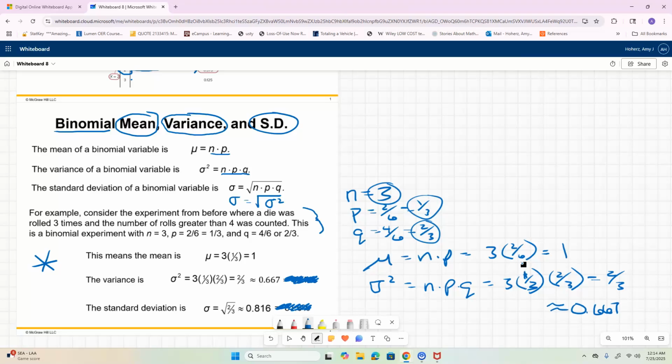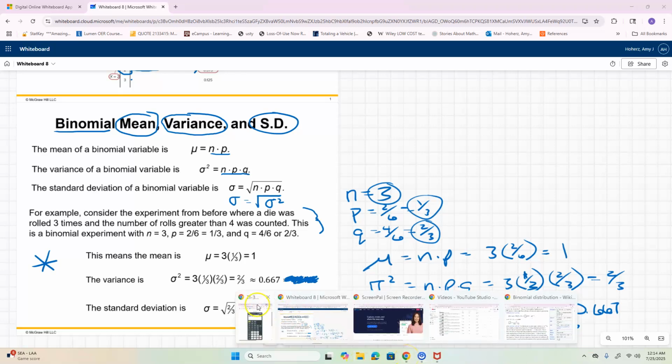All right. And then to get the standard deviation, we would just leave that on our calculator and do square root of the answer. So the square root of 2/3 is approximately 0.816. And I'll pull that up on the calculator real quick, and that'll be our last thing for this section.